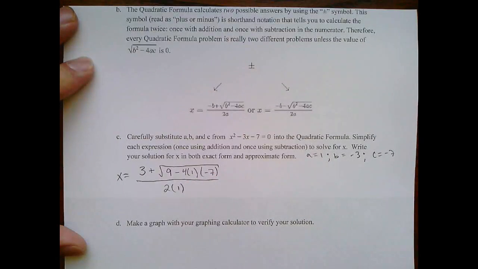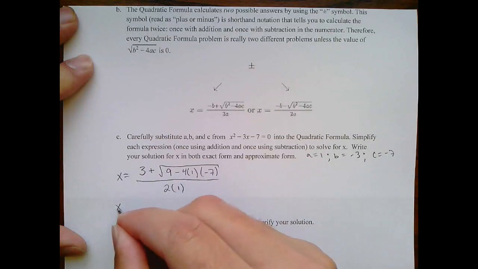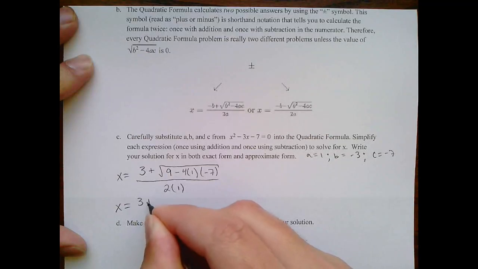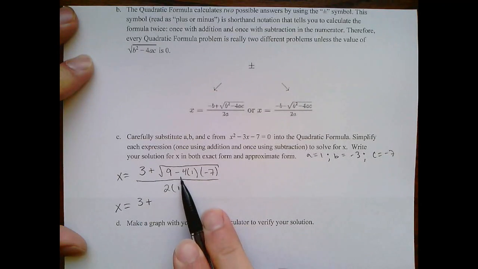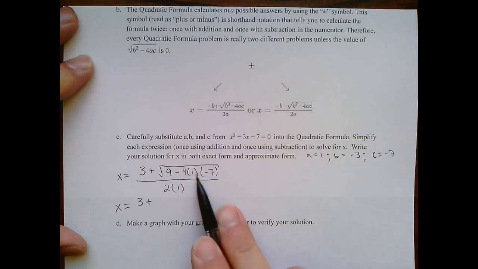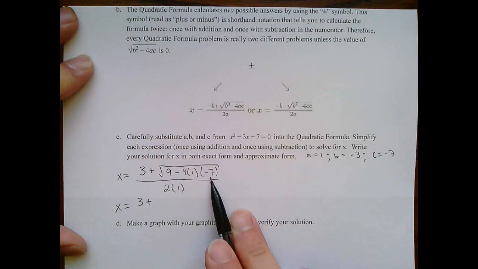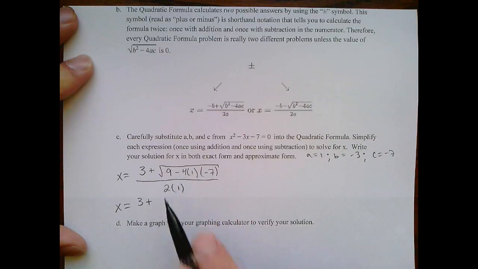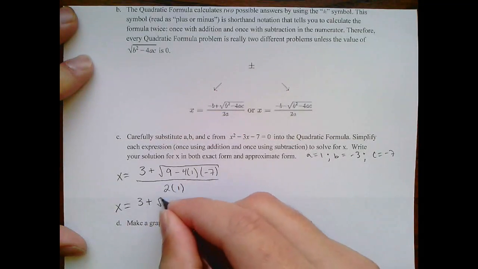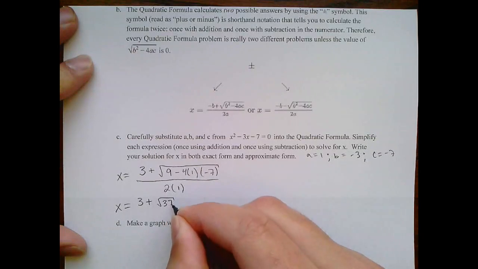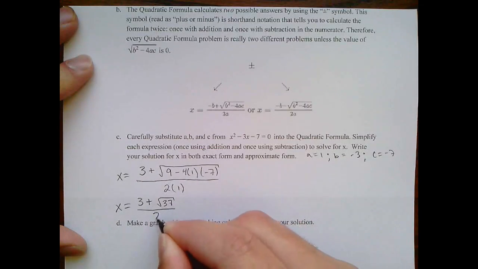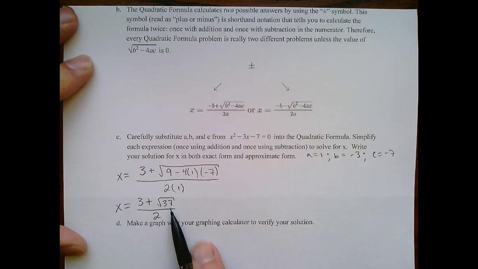All right, let's simplify it. So here I have x equals, I still have the 3 plus, let's go inside of here. What's negative 4 times 1? That's negative 4. What's negative 4 times negative 7? It's positive 28. So in this case, positive 28 plus 9 is 37 all over 2. Now, is there an easy way to reduce the square root of 37?